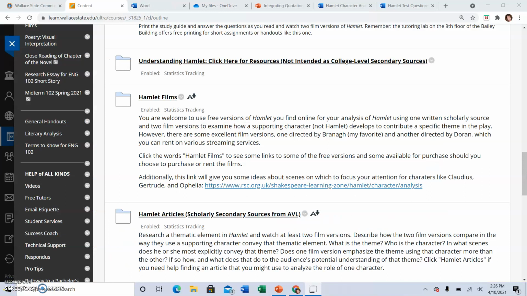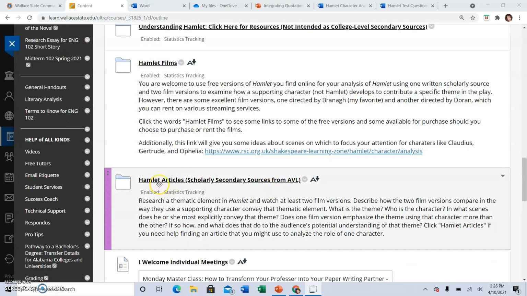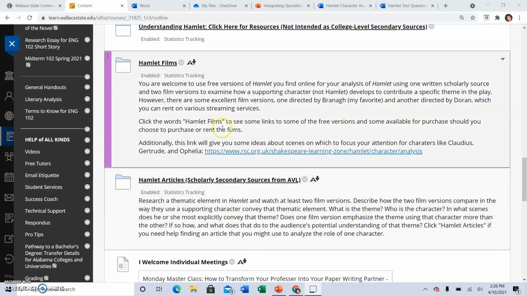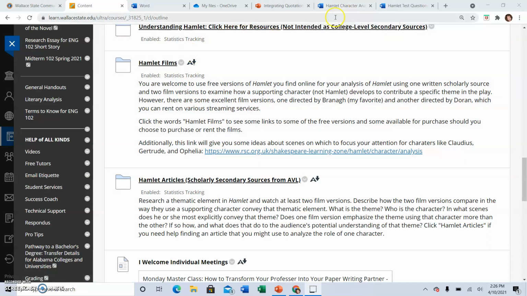As you can see on the Blackboard page, I have given you a folder that has these sort of study guide resources to help you understand the play, and I have added the phrase "not intended as college level secondary sources" just to ensure that you are not using these online study guides. And even finding a different online study guide, if you can find an online study guide, that is not the source that you're going to be quoting as your secondary source. That's the scholarly source. Here I have gifted you, if you are so lucky to have this folder, some possibilities for sources from AVL. So take a look at those to find out what possibilities I have offered you for secondary sources there.